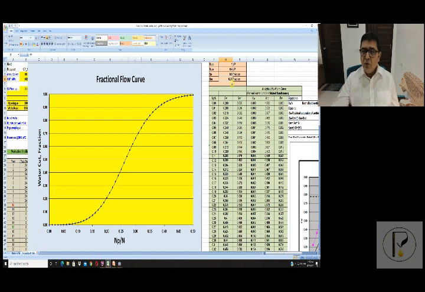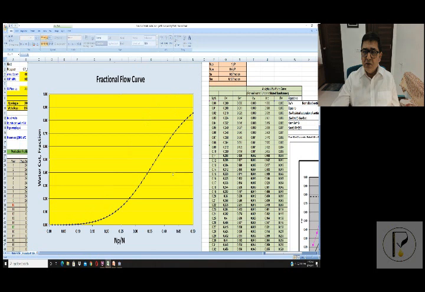So the only way now, we cannot alter the mobility contrast. It's already close to 1. So the thing which we can change here is SOR. I can bring down the residual oil saturation to around 10%, maybe, and see the curve shifting. That means, how to bring down the residual oil saturation.